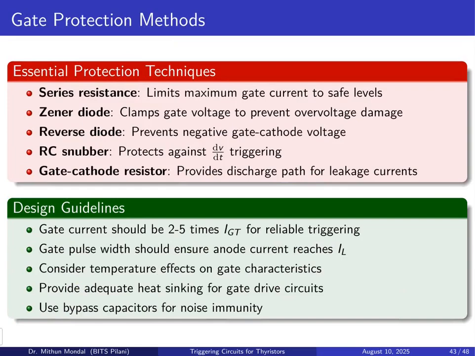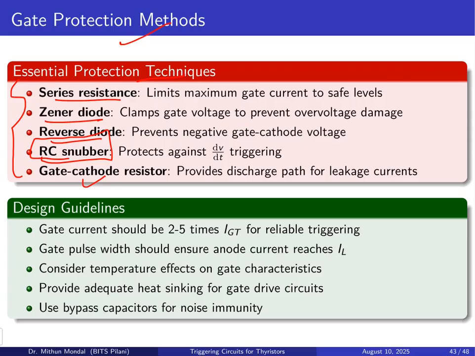We require the gate to be protected. Gate protection is very important, and the essential protection techniques involve the series resistance, the forward diode, the reverse diode, and the RC snubber circuit. We have discussed these in detail. Also the gate cathode resistors. All these protection methods are very important when we talk about gate protection.